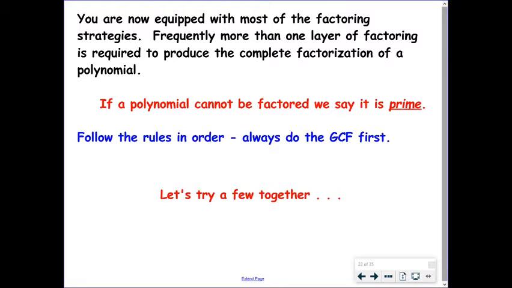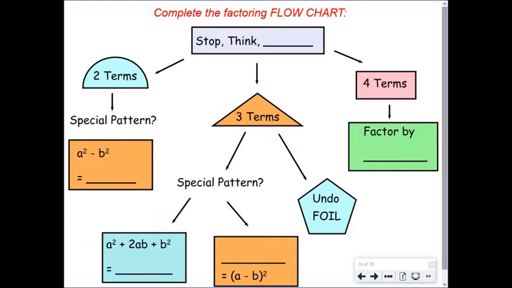So now at this point it says you're equipped with most of the factoring strategies. It says frequently more than one layer of factoring is required to produce a complete factorization. So if a polynomial cannot be factored, we say it's prime. So let's look at our flow chart here. If you look at the last page of your notes, the factoring flow chart. First thing, stop, think, GCF. Always look, can I pull something out?